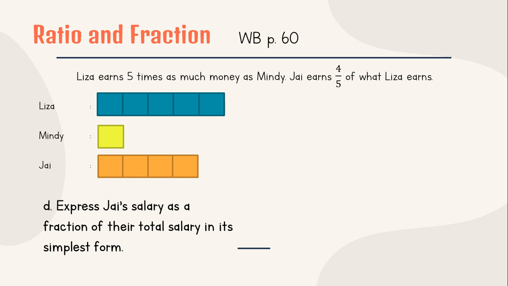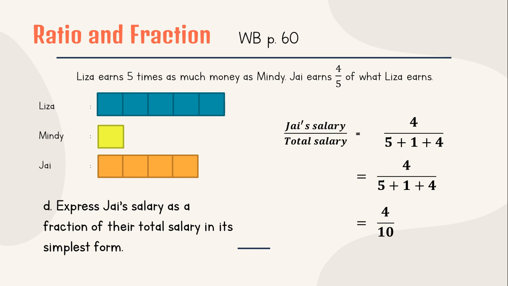D. Express Jai's salary as a fraction of their total salary in its simplest form. So Jai's salary as a fraction of their total salary. So Jai equals how many? 4, and the total will be, all of it, 4 per 10. 4 per 10, is that the simplest? Nope. So the simplest can be divided by 2. 2 per 5. So Jai's salary is 2 per 5 of their total salary.